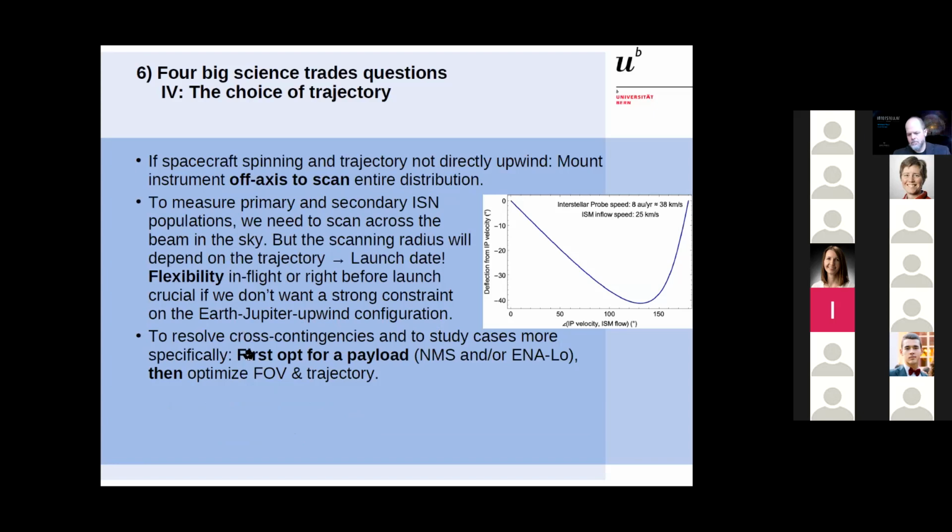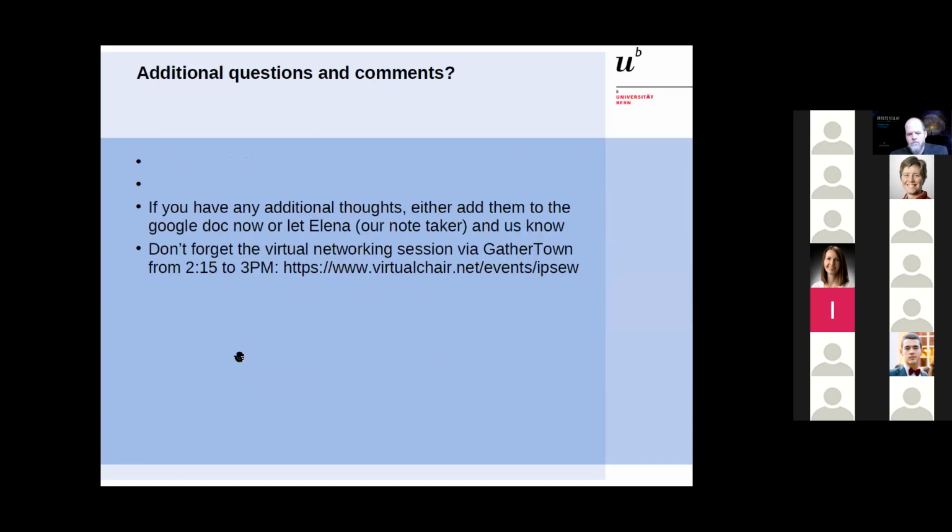Here we have this thing again, and to resolve all those cross contingencies, field of view, spinning, trajectory, the way we have to do this is first opt for a payload. So are we talking about a neutral mass spectrometer and or an ENA low, and then optimize the other things. And yeah, that's it.